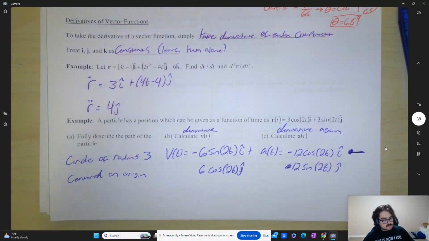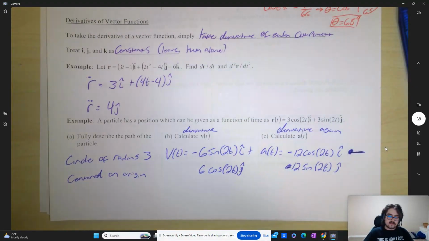Please tell me that's it for vectors. Yeah, that's it. That's it for vectors. All right. Wow, that was a lot of vector stuff. That was really fun. Okay, vectors. Have fun.